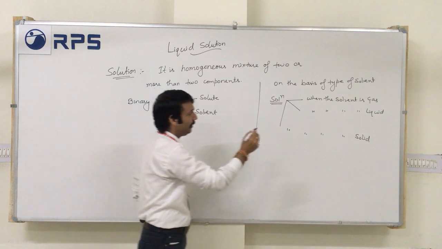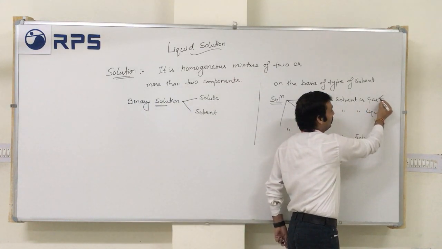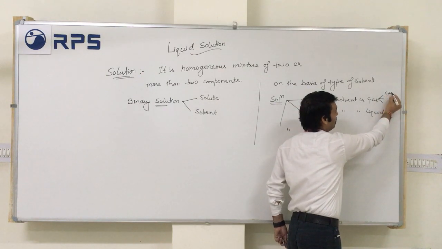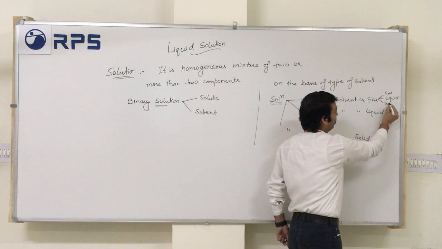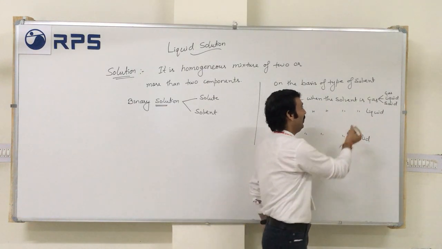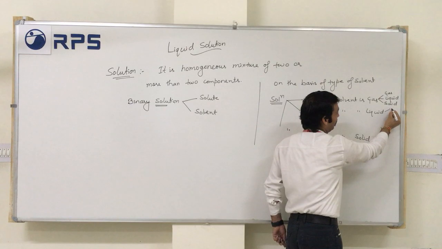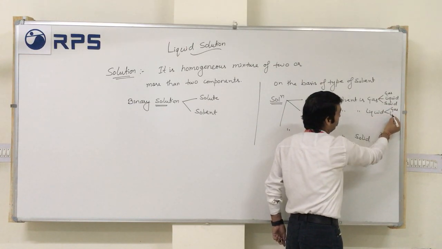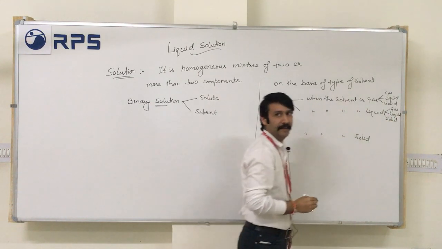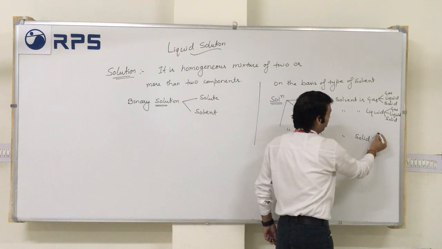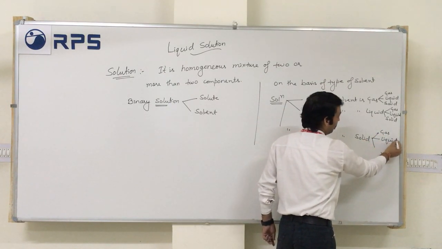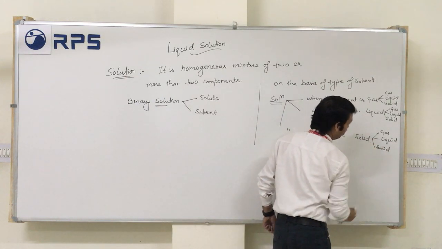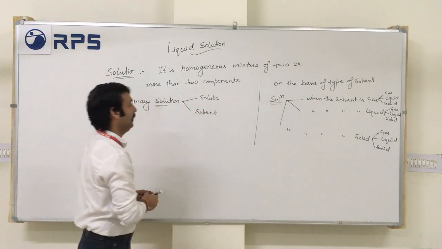When the solvent is gas, there are three varieties: gas in gas, liquid in gas, and solid in gas. As well as in the case of liquid solvent, there are again three possibilities: gas in liquid, liquid in liquid, and solid in liquid. In the case of solid solvent, again there are three possibilities: gas dissolved in solid, liquid dissolved in solid, and solid dissolved in solid.